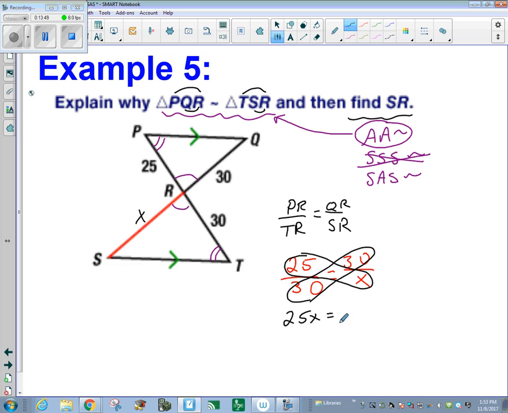And by doing this cross multiplication, we end up getting rid of the fractions, which most people like when we do this. So we end up with 900 over here when we multiply 30 by 30. Now if I divide by 25 to solve for x, we end up with x equaling 36. And so SR is 36, and so that's how we're going to find the missing side.